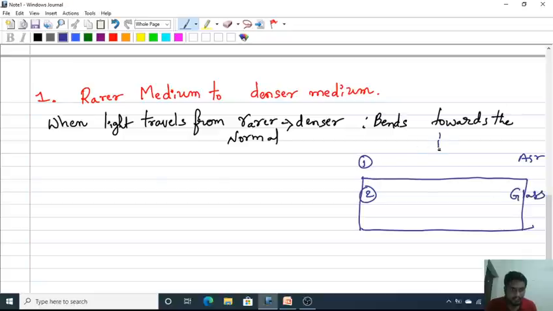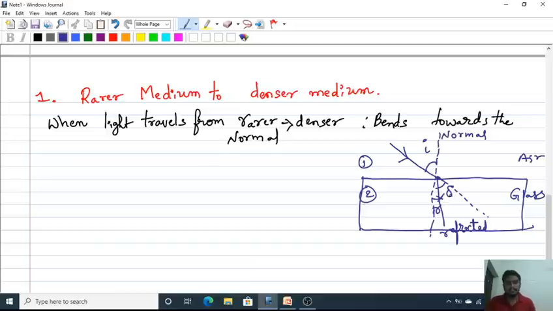So this is the normal drawn to the surface, and this is the incident ray, and this is the actual path of the light ray. But what happens to it? It bends towards the normal. So this is the angle of incidence, and this is the angle of refraction. This is the normal, and this is the angle of deviation. The angle between the refracted ray and the actual path of the light ray is called the angle of deviation.